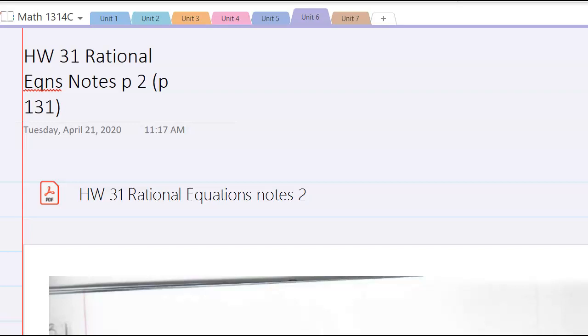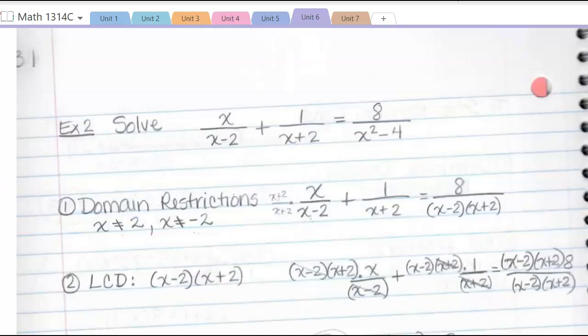This video will cover the second page of notes for the topic of rational equations. Let's start with example number 2, where our job is to solve the rational equation of x over x minus 2 plus 1 over x plus 2 is equal to 8 over x squared minus 4.